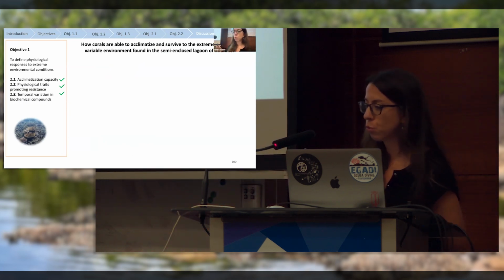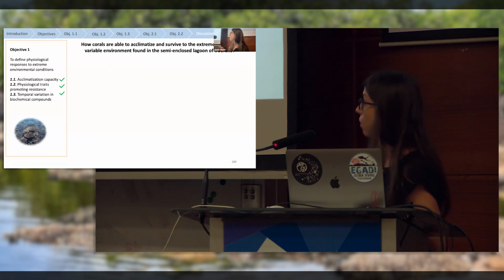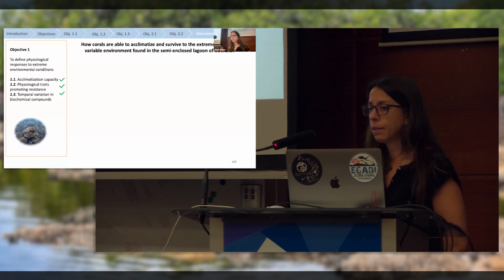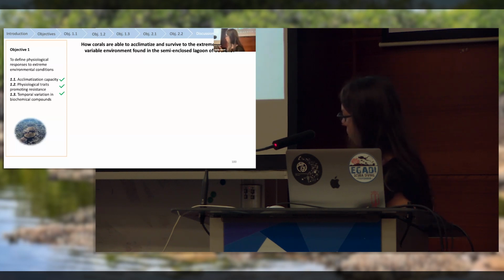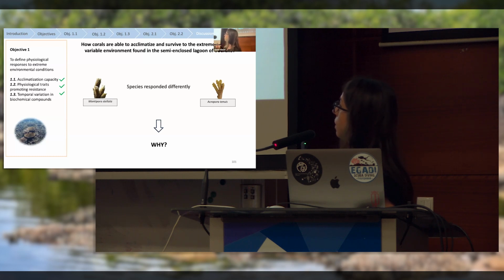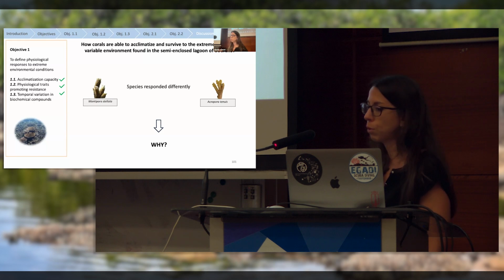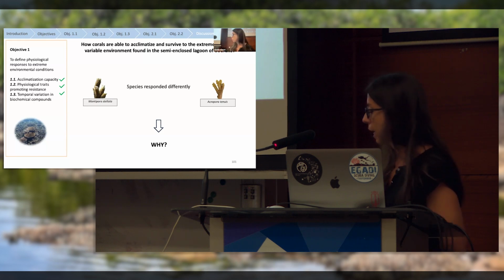So here we come to one of the main questions of my thesis, which is to define how corals are able to acclimatize and survive under the extreme conditions of Buraque. So we observed that the two species, Montipora stellata and Acropora tenuis, respond completely differently. So now the question is why?